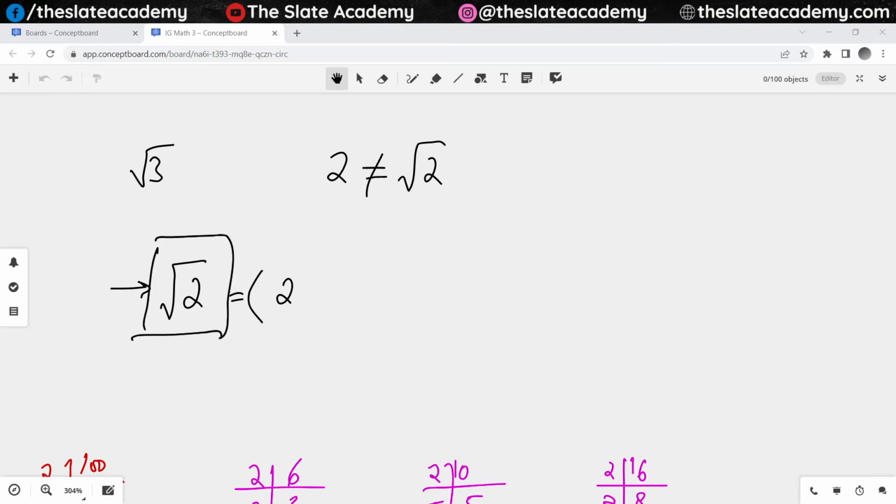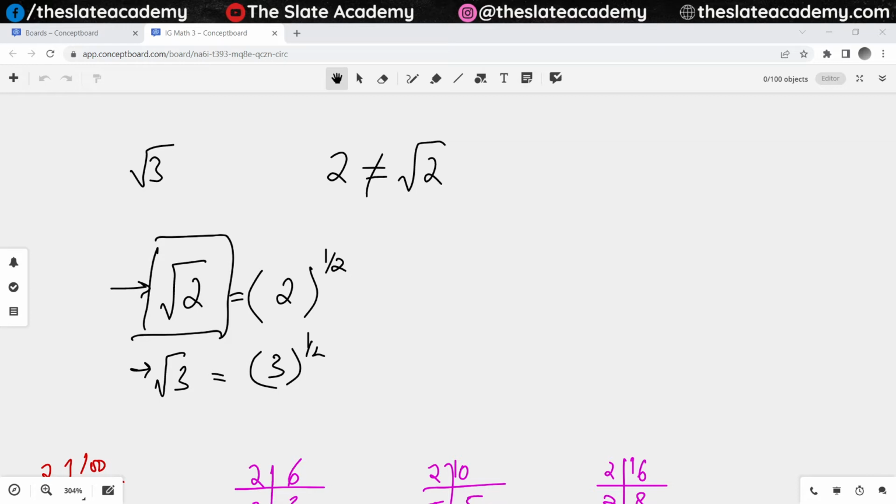Root 2 can be written as 2 to the power 1 over 2. Root means power 1 over 2. Similarly, if I write root 3, it would mean 3 to the power 1 over 2. Whenever there is square root on something, it is equal to saying that this is raised to the power 1 over 2.